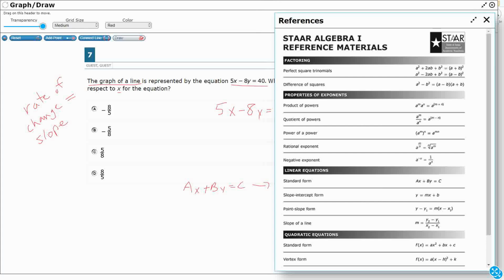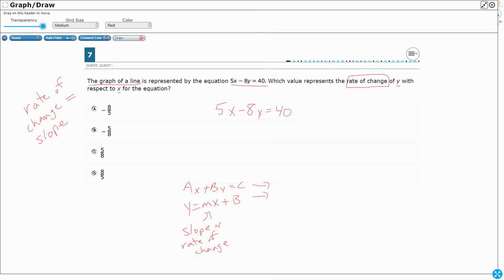That rate of change can best be represented in the slope-intercept form, y equals mx plus b. And really, it's just going to be this m right here. That's my slope, or I can also call that my rate of change. So here's what we need to do. We need to take our equation, 5x minus 8y equals 40, and if we could make it look like this, we would get our rate of change.